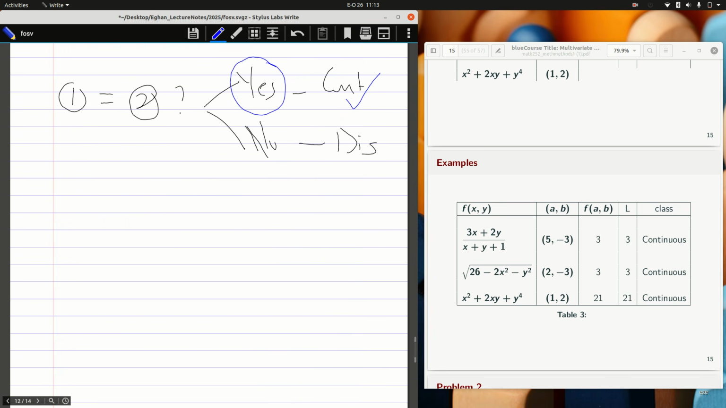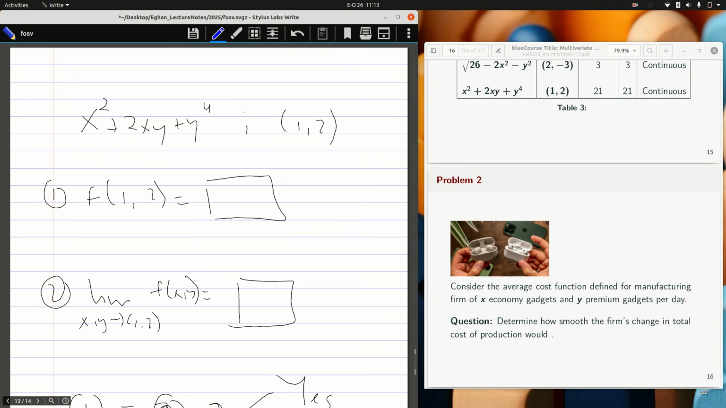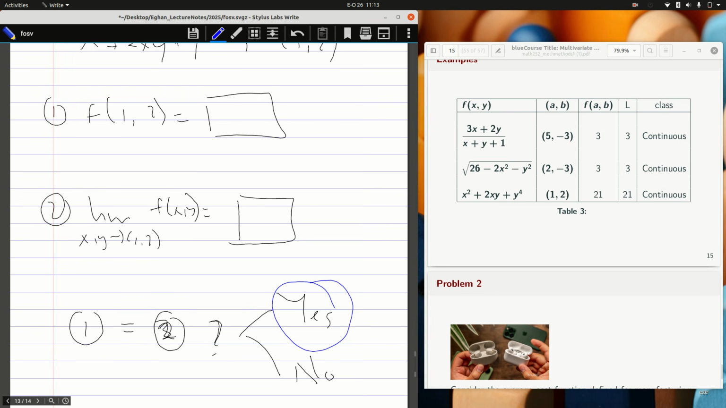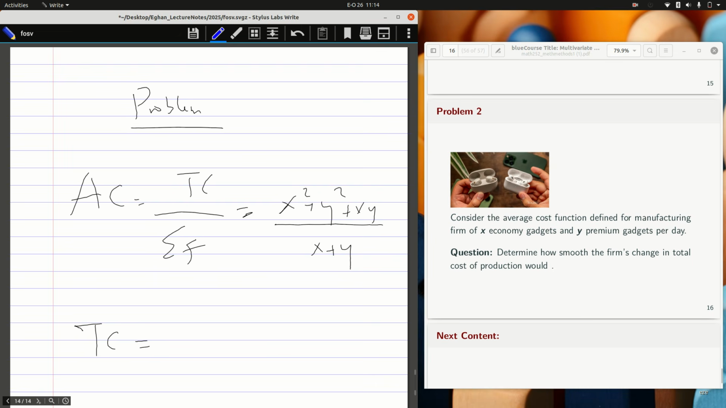Now to the ultimate thing, the problem of the day. So example 3, we've gone through that. It is continuous. Check why I am getting 21 in my slides. Now to the problem of the day. We want to go back to problem 1, where we're looking at average cost of production, and they want us to consider the average cost function defined by the manufacturing firm for X economy and Y premium. Determine how smooth the firm's changes in total cost of production are.